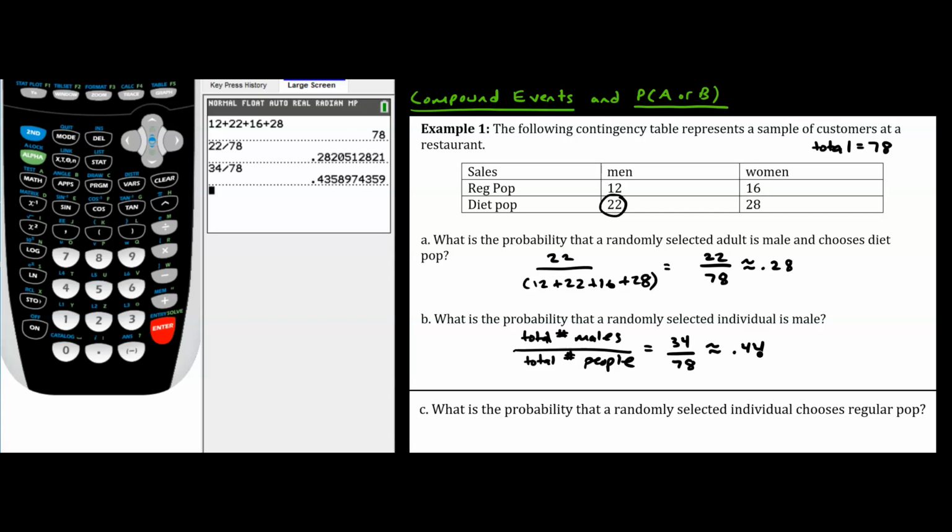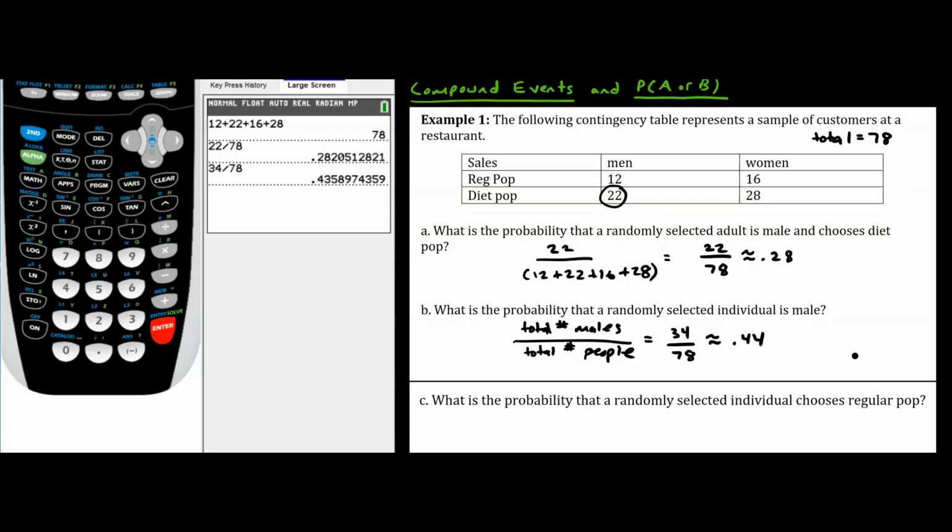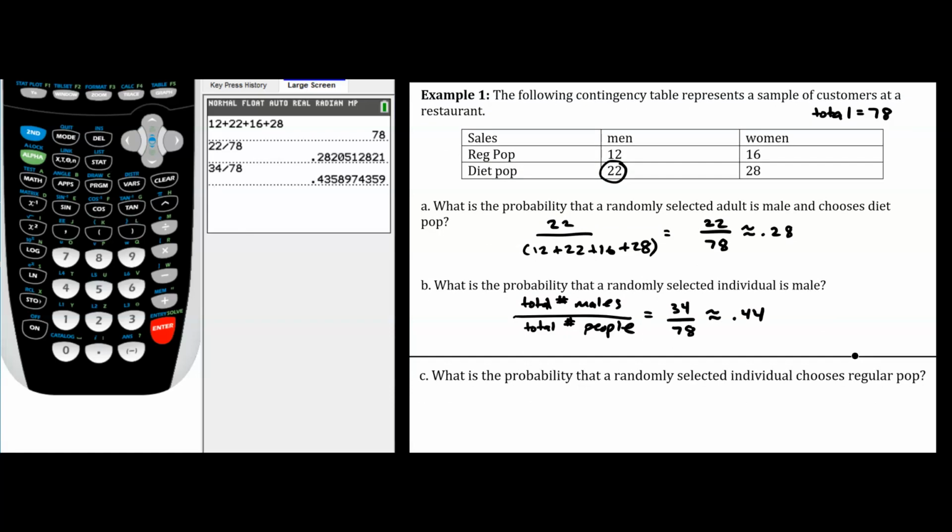Okay, let's go on to example C, and they're going to get a little bit more difficult, but I'll show you how we're going to deal with them. In example C, it says, what is the probability that a randomly selected individual chooses regular pop? Here, what we want to do is take the total number of regular pop drinkers, and then divide that number by the total number of people.